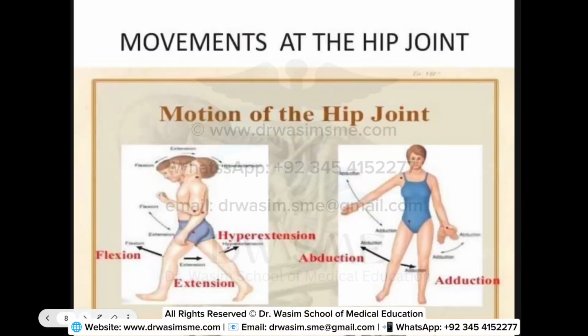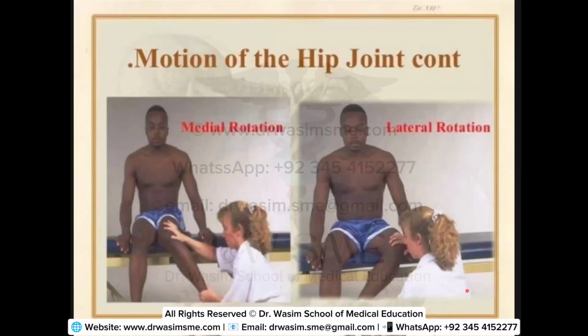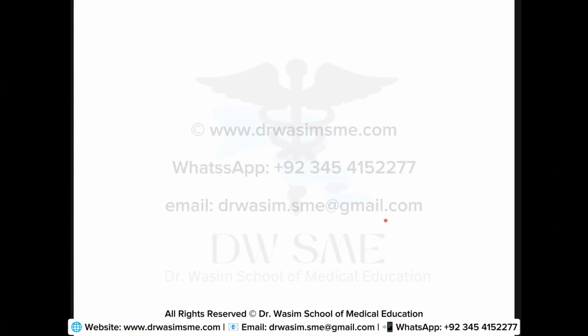Now, regarding the movements at the hip joint, the forward movement is flexion, the backward movement is extension, and extreme backward movement is hyperextension. Moving away from the center of the body is abduction, and moving towards the center is adduction. There are two specific movements, medial rotation and lateral rotation, which can be appreciated from this diagram: if the leg is moved outward, then the hip will move medially. But if the leg is rotated inward, then the hip will move in the lateral direction.